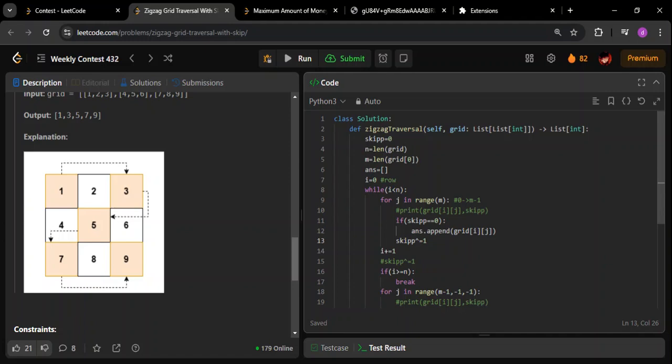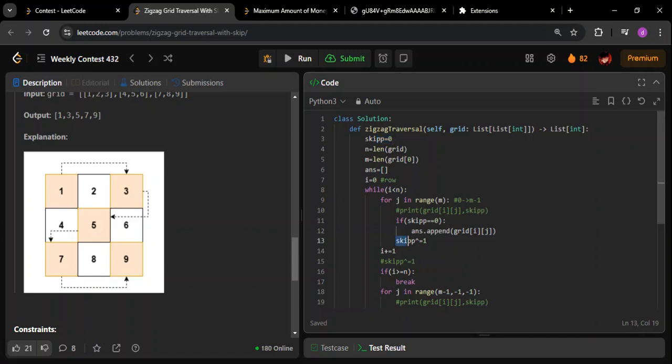If it is 0 initially, after this toggle it will become 1. Again, when I do the toggle, it will become 0 again. That is how it toggles. Similarly, you could have used a boolean also, or you could have used minus 1. If you keep skip equal to minus 1 and multiply it with minus 1, it will become positive. So it will toggle again. If you keep multiplying by minus 1, it will keep alternating between positive and negative. So you can use that also.